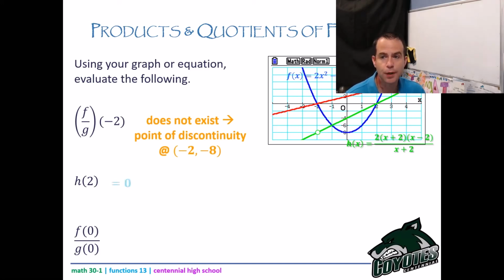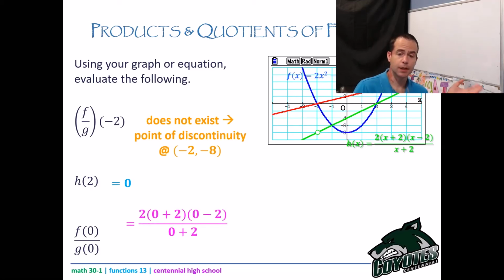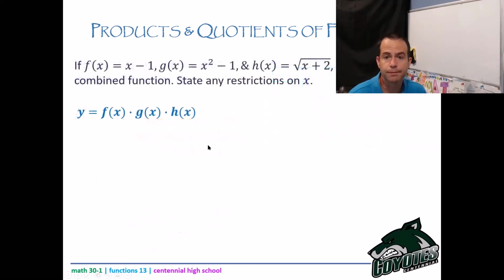H of 2, I can read right off the graph is 0. Then f of 0 over g of 0. Well, I'm going to use the h equation this time, plug in 0 and solve, and I get -4. I could have also just gone right here and seen the -4. I could have also found what f of 0 was and what g of 0 is and divided. That would have given me -8 divided by 2. So it totally doesn't matter either way.